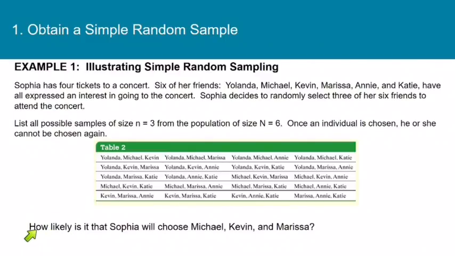So the question they're asking us is, how likely is it that Sophia will choose Michael, Kevin, and Marissa? Well, let's look. Michael, Kevin, and Marissa is right here, and there's only one group in here that contains those 3 people. Since there are 20 different combinations here, and only one of those contains Michael, Kevin, and Marissa, the likelihood of choosing Michael, Kevin, and Marissa is 1 out of 20. And that would be the same for any combination that we cared to try it on. Every combination of 3 people has a 1 in 20 chance of being the group that goes to the concert.